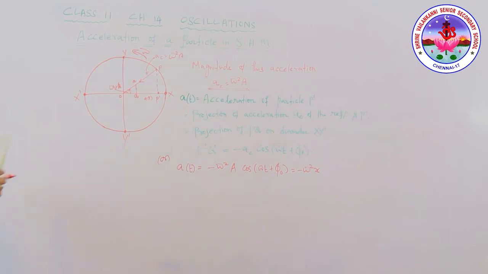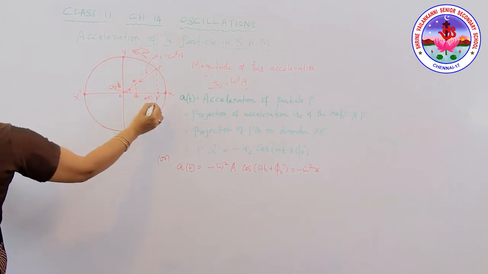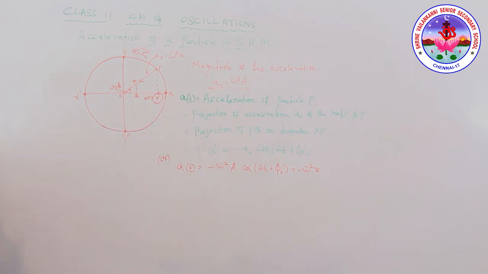Now, you can draw PP dash and QQ dash, two perpendiculars to the diameter XX dash. So the motion of P dash is a simple harmonic motion, that is, a to and fro motion. So it is clear that the instantaneous acceleration of the particle will execute simple harmonic motion.